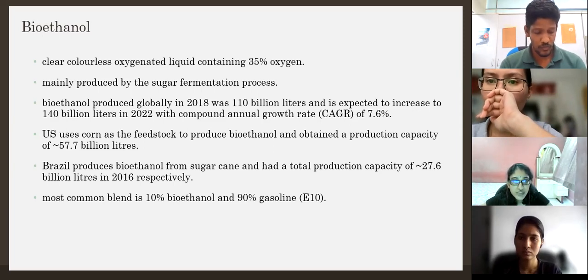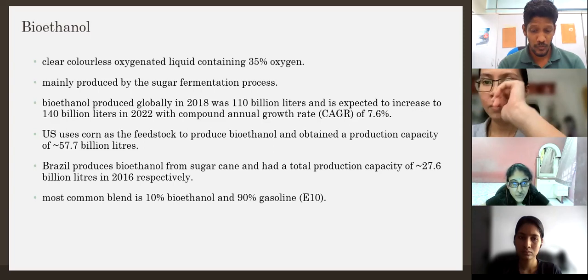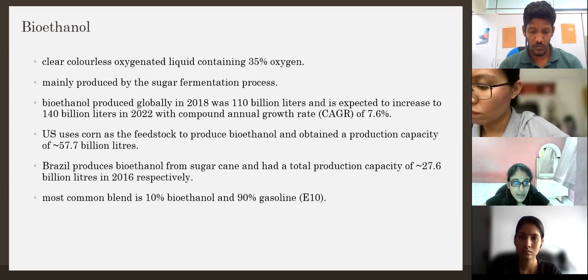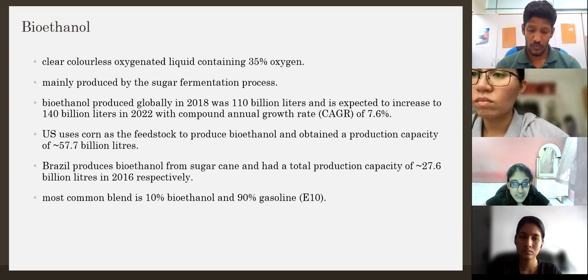The US uses corn as the feedstock to produce bioethanol and obtained a production capacity of approximately 57.7 billion liters. Brazil produces bioethanol from sugarcane and had a total production capacity of approximately 27.6 billion liters in 2016 respectively. The most common blend used is 10% bioethanol and 90% gasoline.